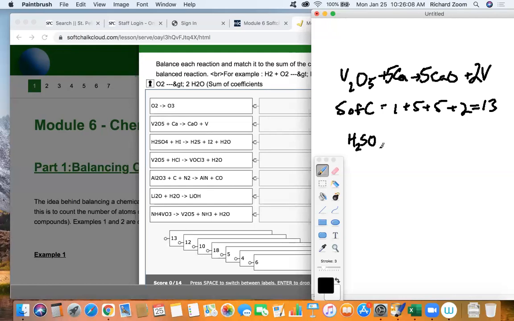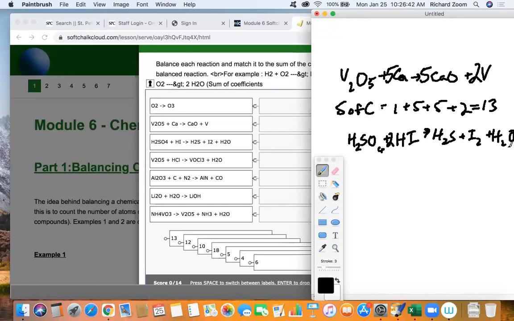So H2SO4 plus HI gives H2S plus I2 plus H2O. I would never start with hydrogen here because hydrogen is just in too many places. I might be inclined to start with something else like iodine. We've got 2 I's over here, so I'll put a 2 in front of here to try and balance that out and then sort of see where I'm at.